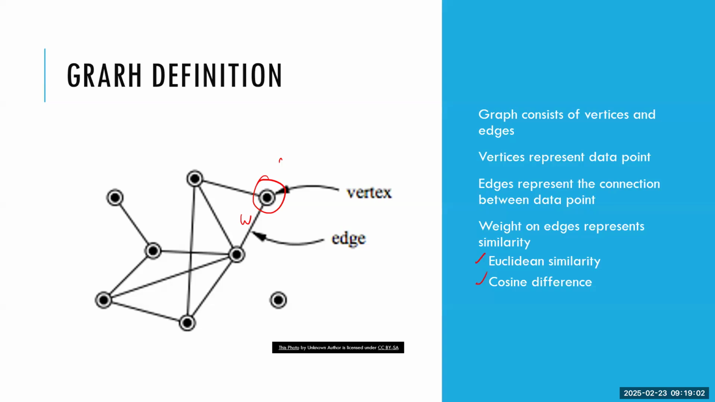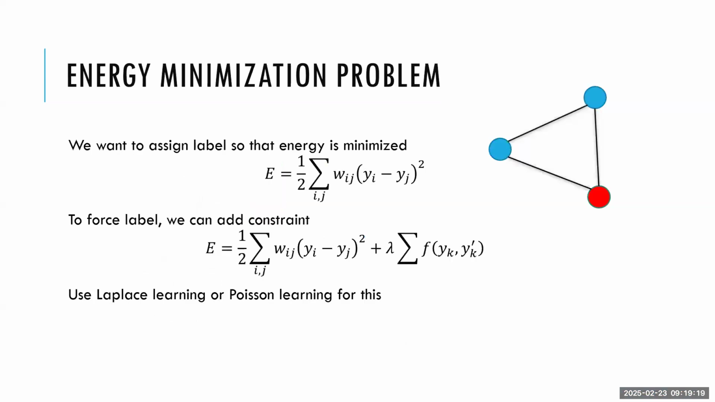This is something that you have already done in unsupervised learning. So we start with unsupervised learning. We don't use labels yet. We have every data point and we create a graph. When we create a graph, what we want to do is assign the labels.